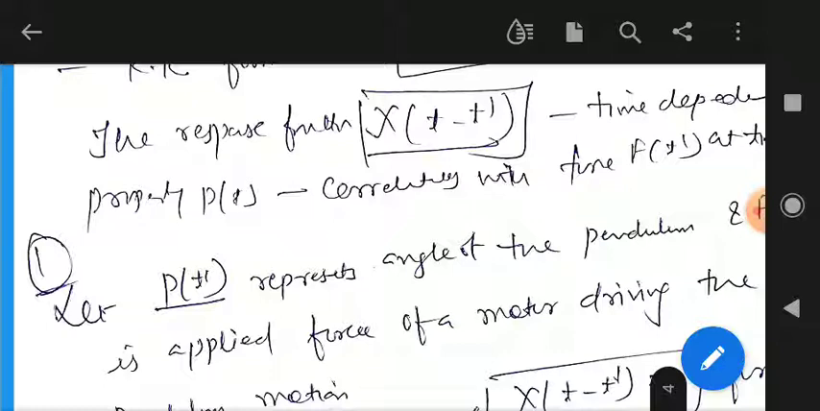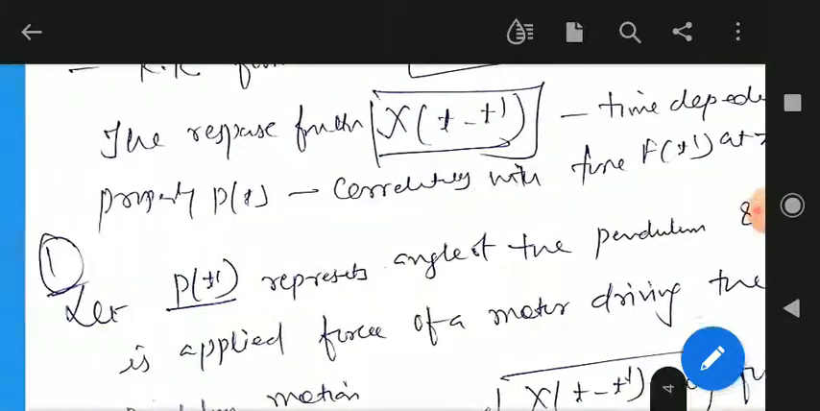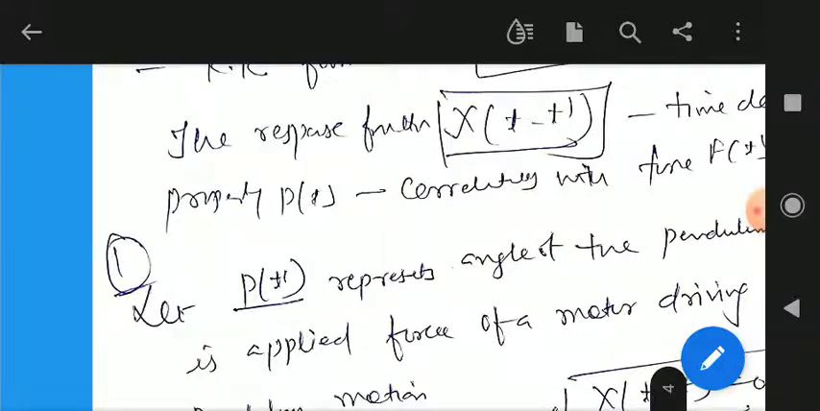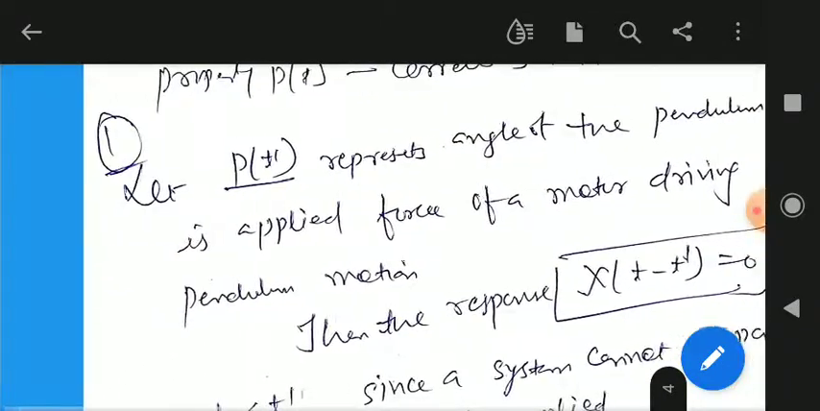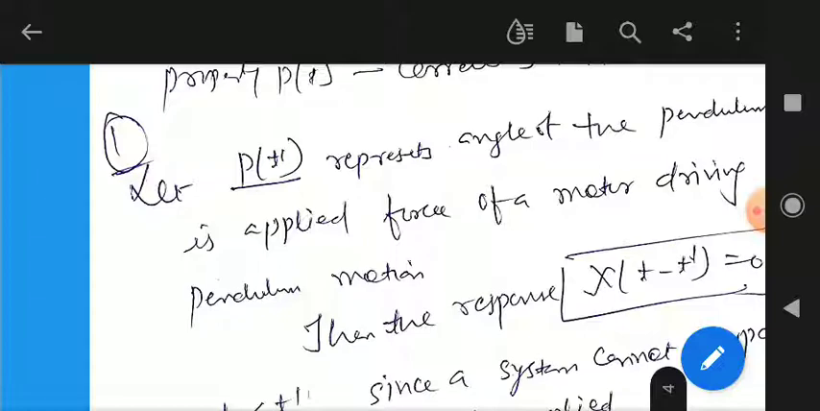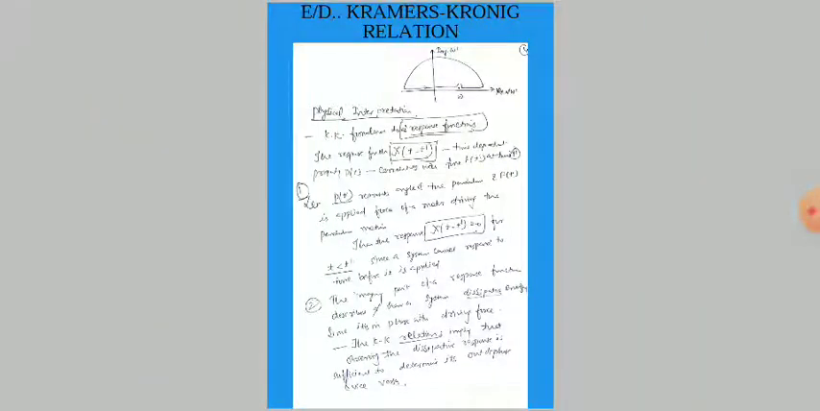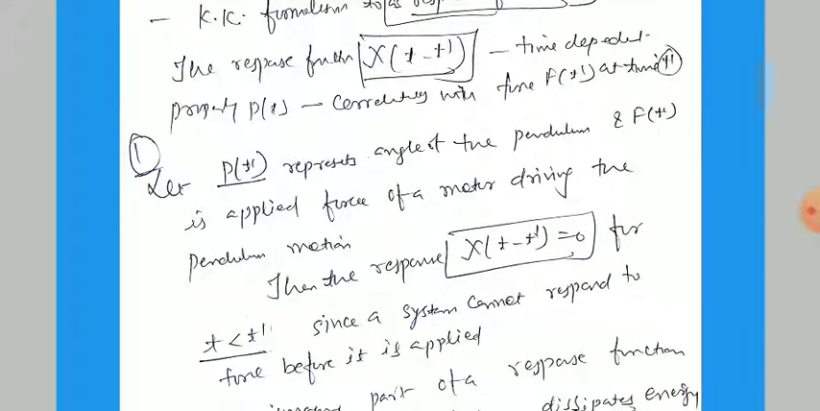So let p(t′) represent the angle of the pendulum and f(t′) the applied force of the motor driving the pendulum motion. And similarly the response function is χ(t − t′) = 0 for t less than t′, since the system cannot respond to the force before it is applied. This is a very important point. It means first there will be the cause, the impact, and after that there will be the result.